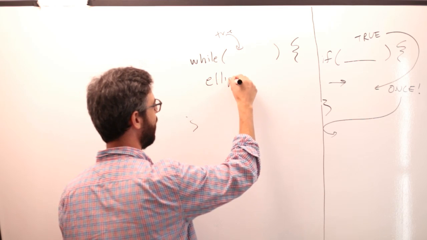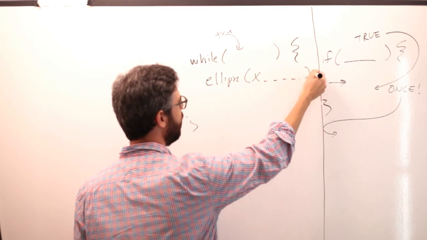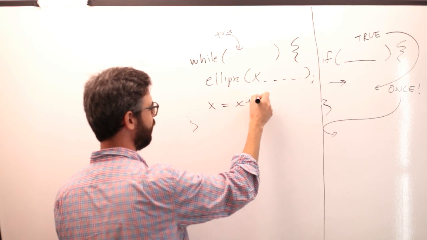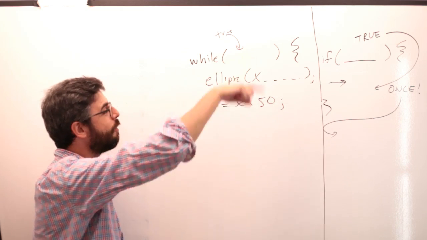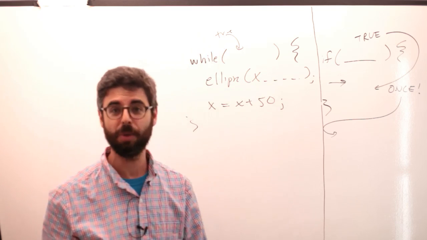I just want to say ellipse at x, etc. And then I want to say x equals x plus 50. This is exactly what I want to do. I just want to do this over and over again while something is true.